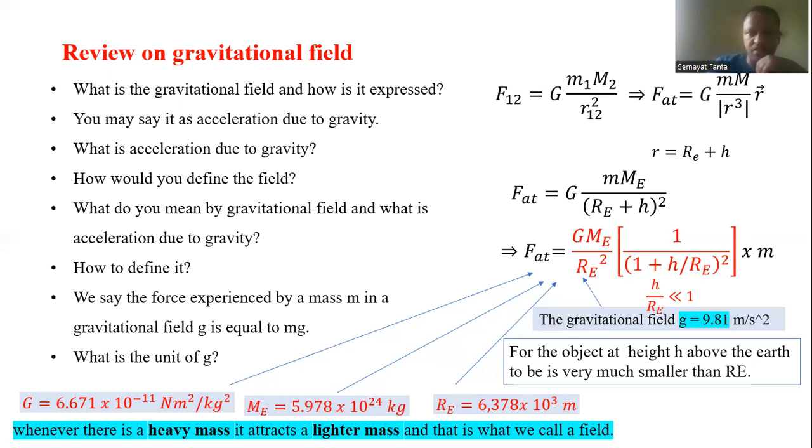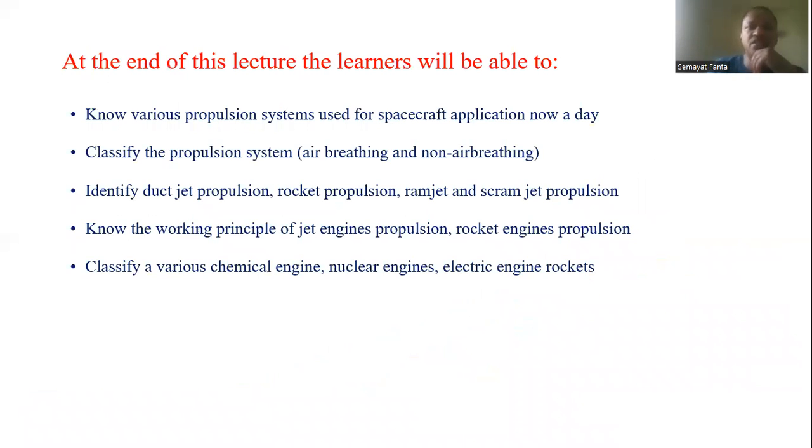So this is generally about the gravitational field and gravitational attraction. Once we say this, let's go to today's lecture. At the end of today's lecture, you will be able to know the various propulsion systems used for spacecraft applications nowadays. Classify the propulsion systems, like air breathing and non-air breathing propulsion systems. Identify duct jet propulsion, rocket propulsion, ramjet, and scramjet propulsion. Know the working principle of jet engine propulsion, rocket engine propulsion, electric propulsion, and so on. And classify the various chemical engines, nuclear engines, electrical engines, and so on. So this is the objective of today's lecture.